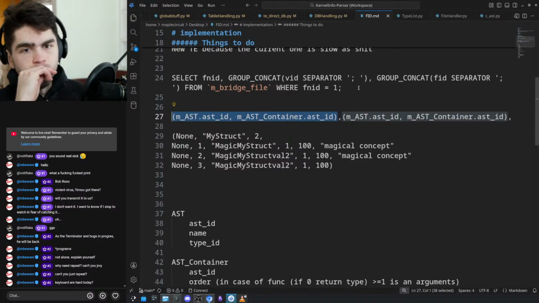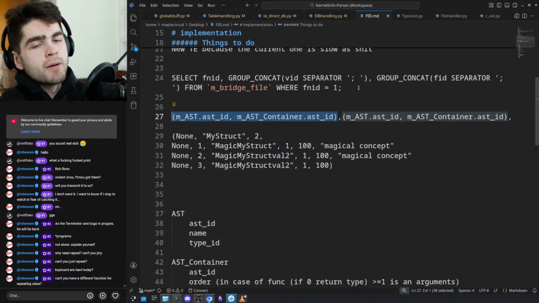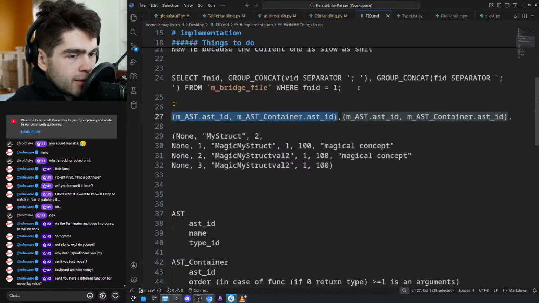Can't you just have a different function for repeatable values? I could, but it's kind of the goal of the view. I feel like we're missing something if we don't do it at the same place.